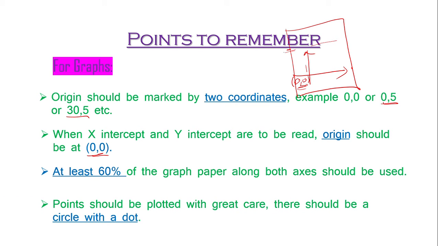All right, the point should be plotted with great care. There should be a circle with a dot. Whenever you're plotting a point, you can't leave it as just a point. You make a small circle around it. This is the proper way of plotting it. Don't make a complete blob or an x or something like that. This is not considered good, and these are not allowed, in fact. This is what is expected of you: you'll put a point and then put a circle around it.